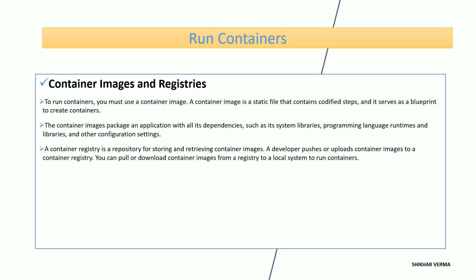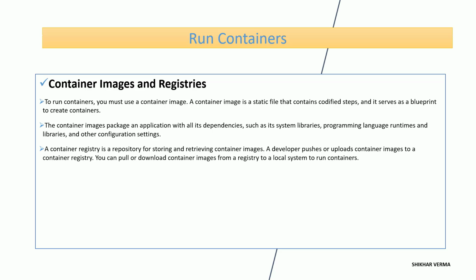The next is container registry. A container registry is a repository for storing and retrieving container images. A developer pushes or uploads container images to a container registry. You can pull or download container images from a registry to a local system to run the containers. Suppose I want to run a Nginx web server. So first I can download the Nginx container from the registry.